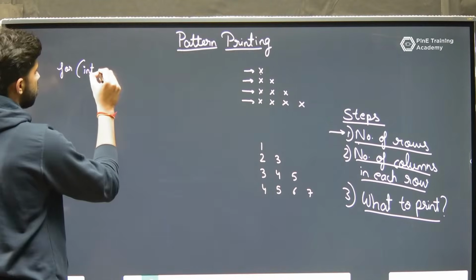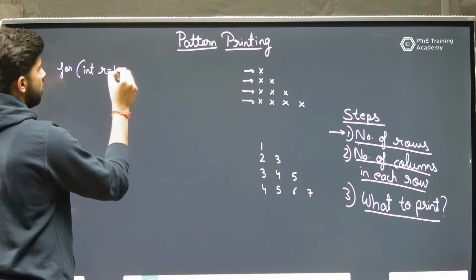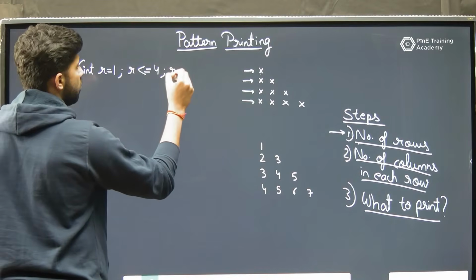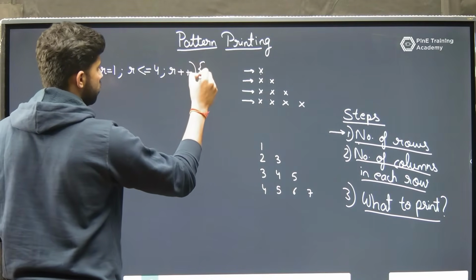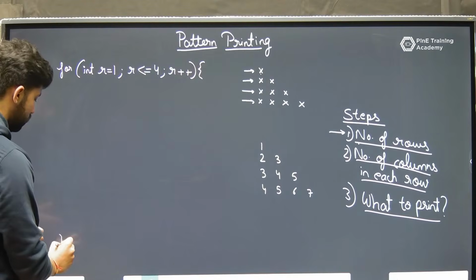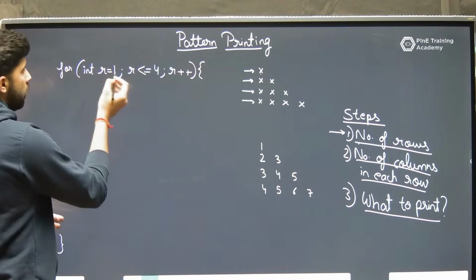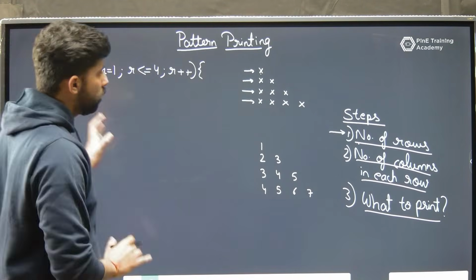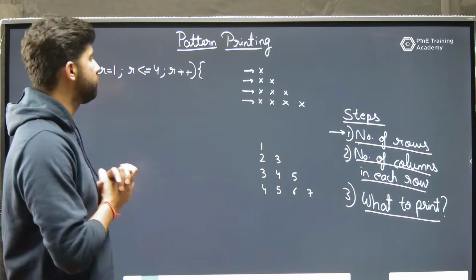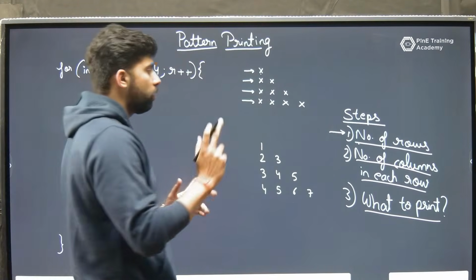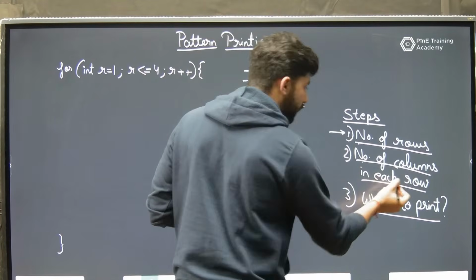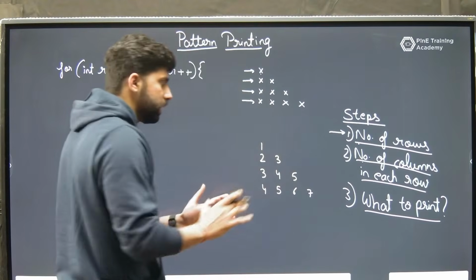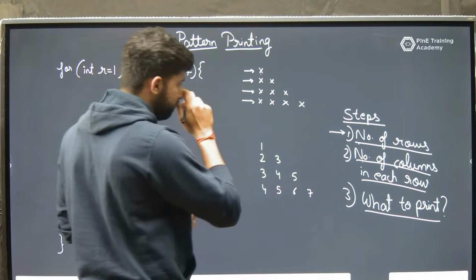Here I have written a loop which will go from 1 till 4, and this is a very simple loop which will run 4 times, 1, 2, 3, 4. Okay. Next, we need to figure out number of columns in each row. For this, let's observe the pattern carefully.